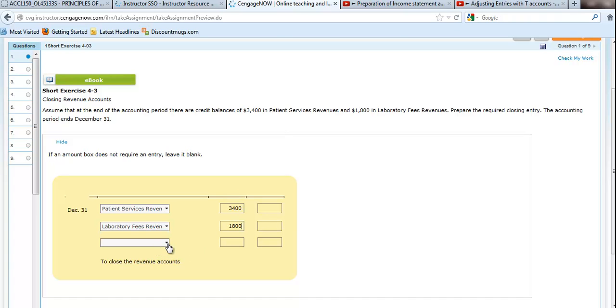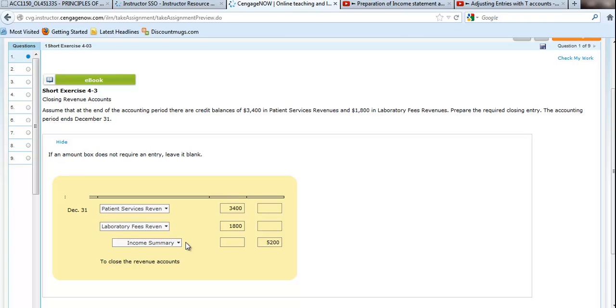And we put these amounts into our new temporary account that we've learned about in this chapter called income summary for the sum of $5,200. So just a little bit on the income summary account. Remember, it is a temporary account, as is our revenue account. All the accounts we close are temporary accounts.